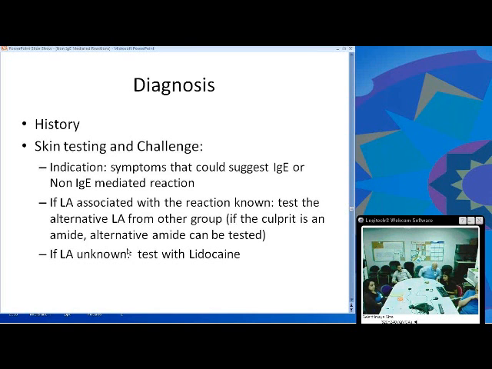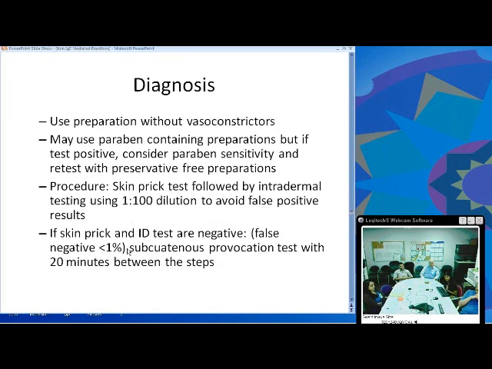Why lidocaine? Because it's commonly available, and there have been cases where if someone had a reaction from lidocaine, they didn't end up having another reaction. So lidocaine is a safer alternative. So for the testing, use the preparation without vasoconstrictors, but you can use the preparation that has preservatives like paraben.